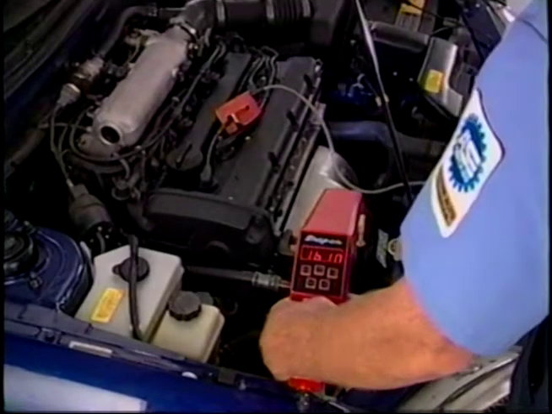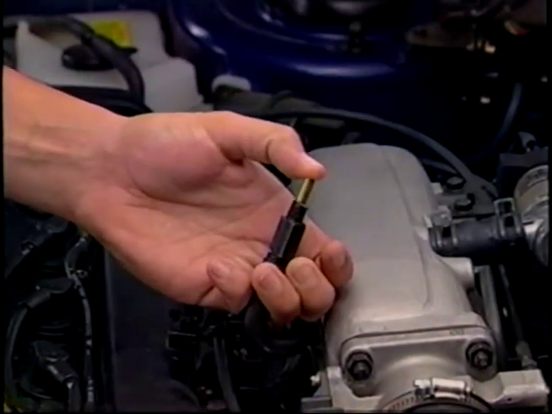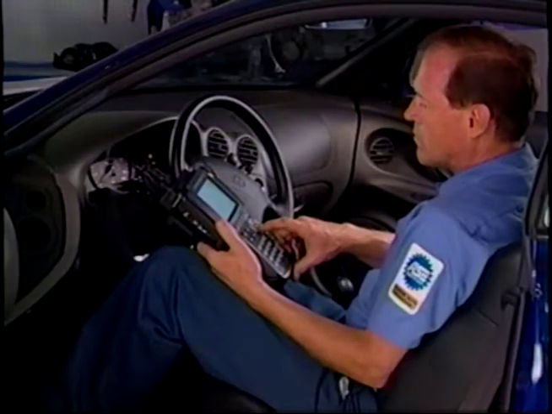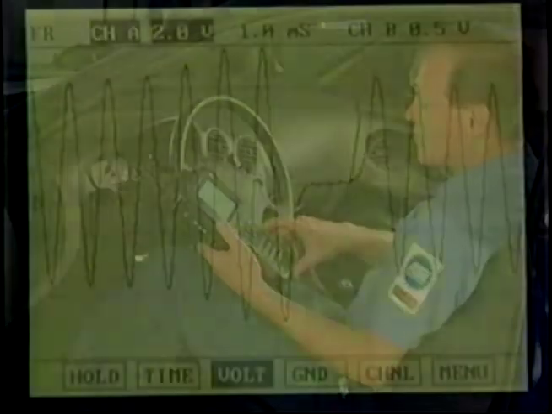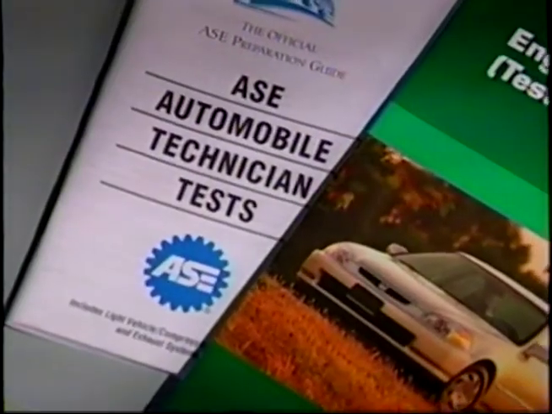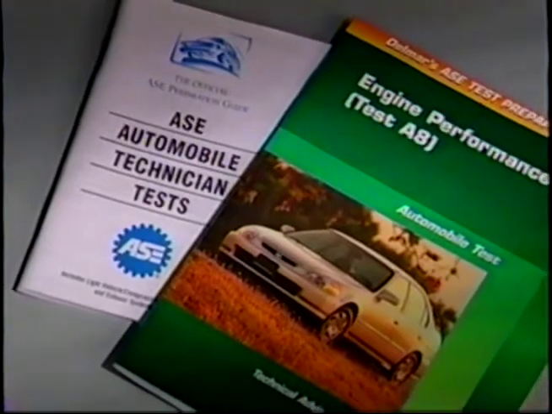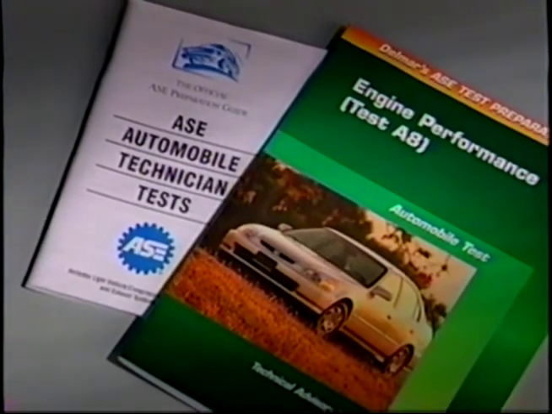As we have seen, the ASE A8 engine performance test will cover all of the interrelated systems necessary to make a vehicle perform properly. If you're uncomfortable with any of the areas we've covered in this video, pick up one of the excellent ASE test guides or training manuals on automotive engine performance and take the time to further prepare for the test.